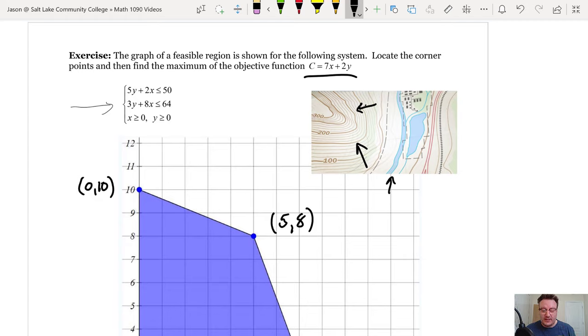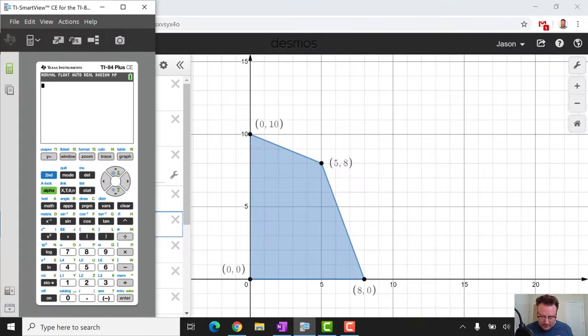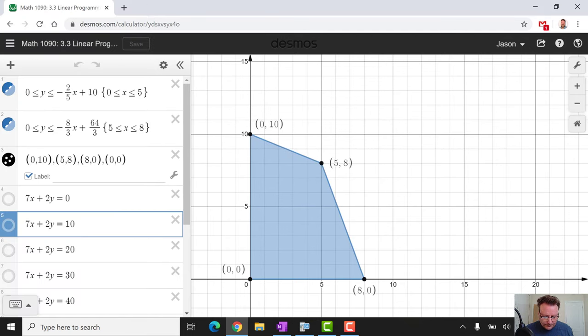The objective function is going to give us contours. Okay, so what do I mean by that? Well, I've graphed this region in Desmos. And let me pull that up here. Okay, so you see here I have the same exact region graphed in Desmos and the four vertices of that region. Okay, now over here on the left you see I've got the objective function 7x plus 2y is equal to 0. And now if I turn this on, you see I've got that red line.